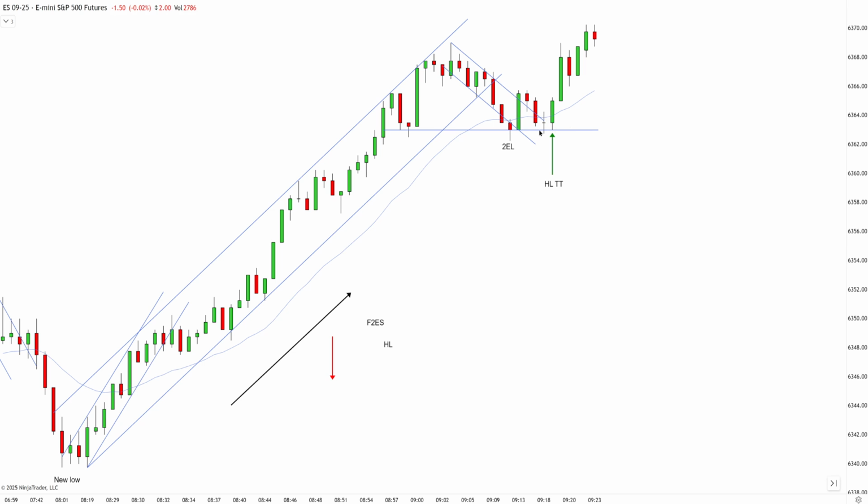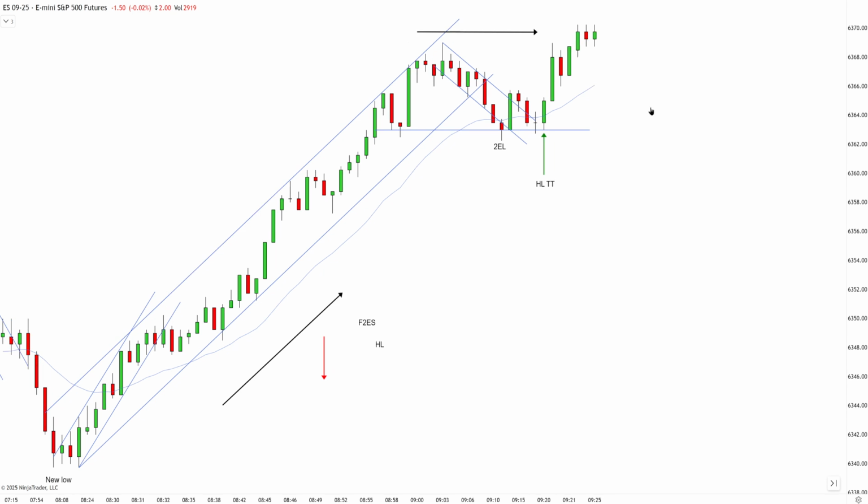Correction phase ended, push phase started because we expect a new high following the trend line rule for this uptrend. This is giving us direction because we expect a new high. So now we just have to identify the right entry.